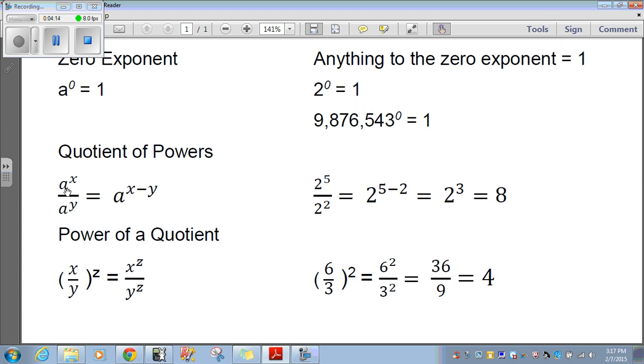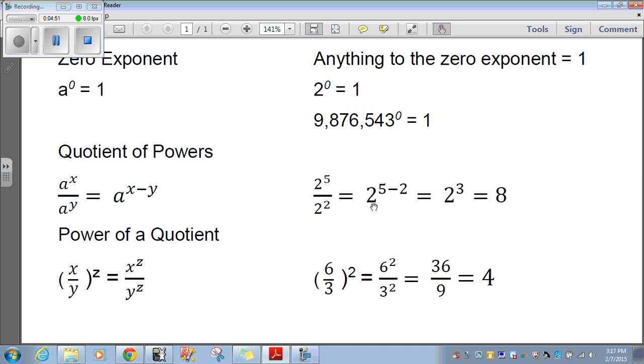So let's say we have a base raised to an exponent divided by the same base raised to a different exponent. In that case, you simply subtract the exponent in the denominator from the exponent in the numerator. So a to the x over a to the y is simply a to the x minus y. For an example, let's say we have the base of 2 being raised to the 5th power, and then the same base of 2 being raised to the 2nd power. We're dividing here. We would simply subtract the exponent.